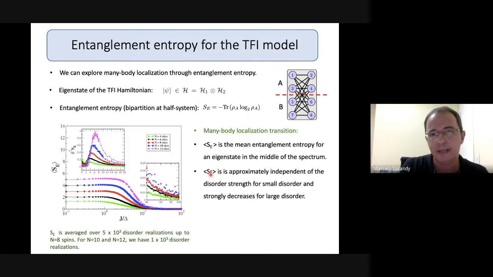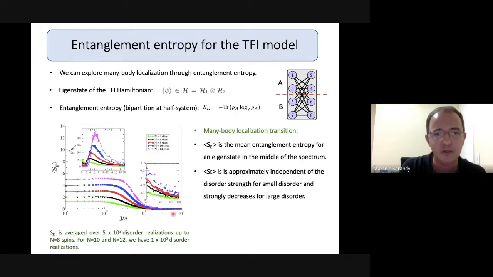The mean entanglement entropy is approximately independent of the disorder strength for a small disorder. If J over delta, the strength of the disorder, is not too large, the entanglement entropy is approximately independent of J over delta, right? And it strongly decreases for large disorder. So this reminds us of a volume law for small disorder and an area law for strong disorder. Here we have an approximate extensive behavior of the entropy in the low disorder area, and we have an almost constant behavior in the strong disorder area.